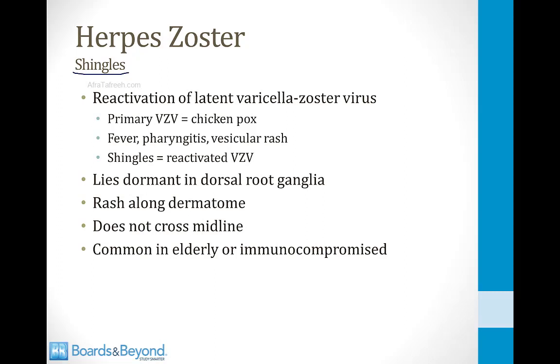This is a herpes virus, and a primary infection with the varicella zoster virus is called chickenpox, and that usually happens in children, especially if they haven't been vaccinated. They'll get fever, pharyngitis, and a vesicular rash.